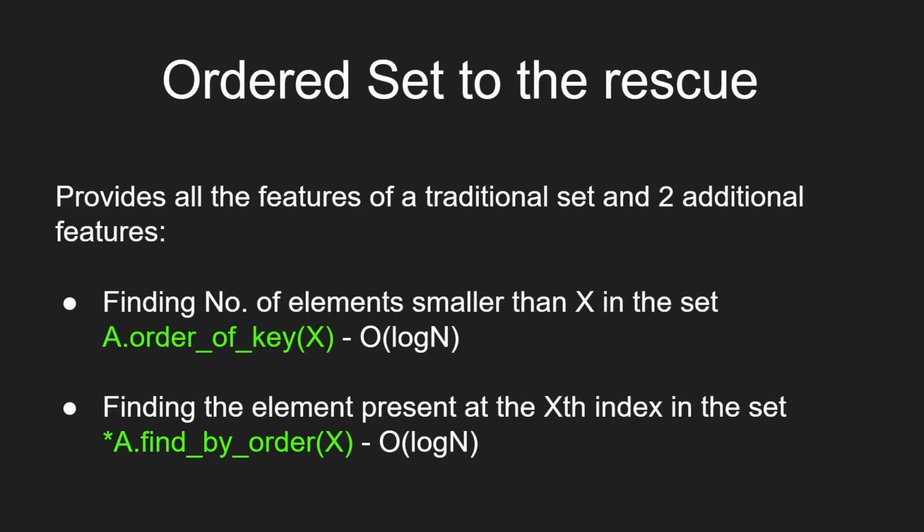Now this function, find_by_order, does not return the exact element, it returns an iterator. So we use the star notation to actually retrieve the value at that particular iterator. Right, so I think we can do this complete problem. I mean, we can do all these four queries now using an ordered set, right? So let's just jump into the code directly.